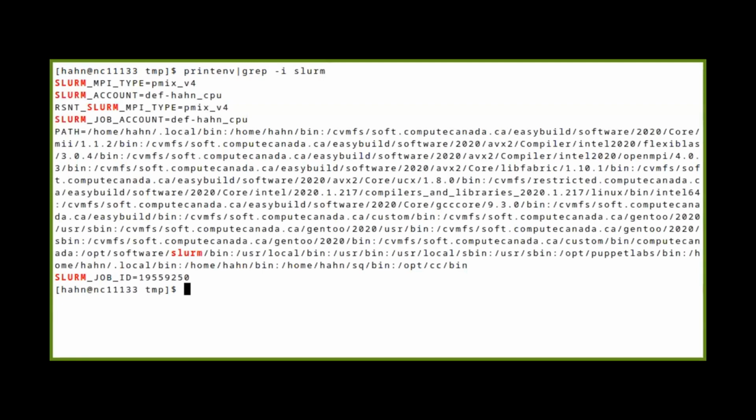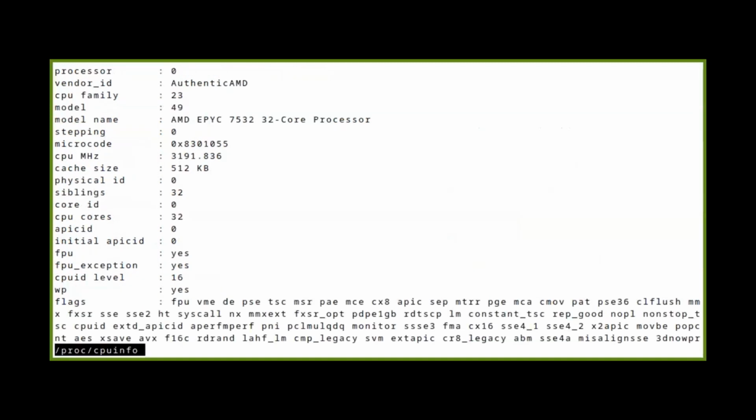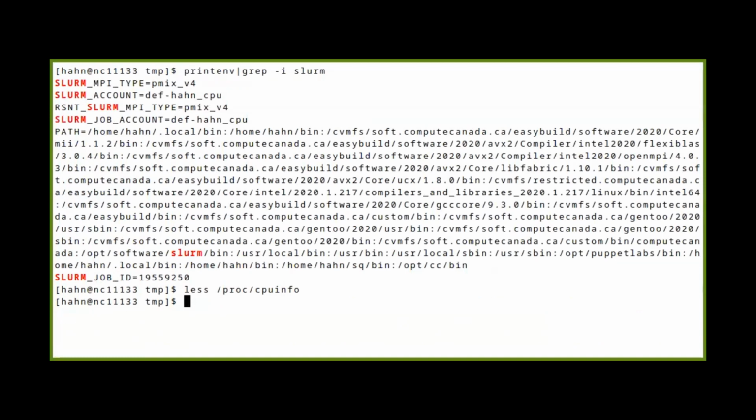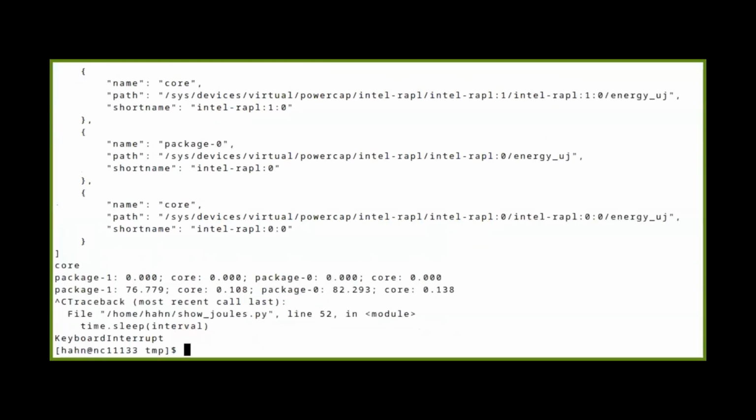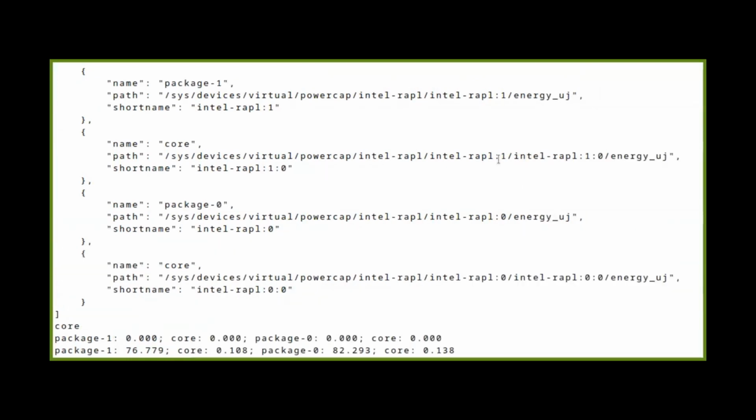This is a Narval node. It's the whole node. And as you can see, it's an AMD EPYC. I'm just going to run a script I wrote, which prints out some information. I'm going to actually pause it here. So it prints out information about the counters available. And this is the full path.